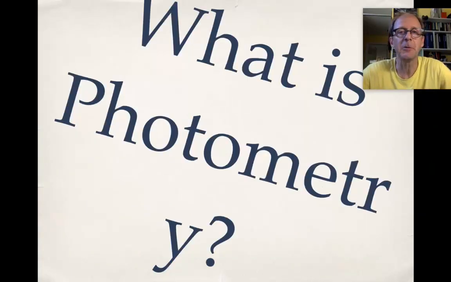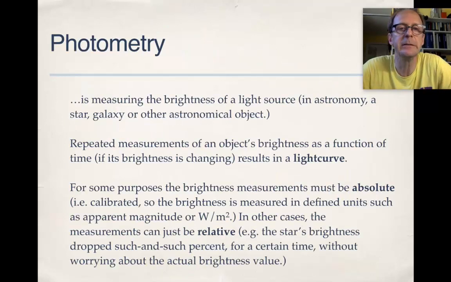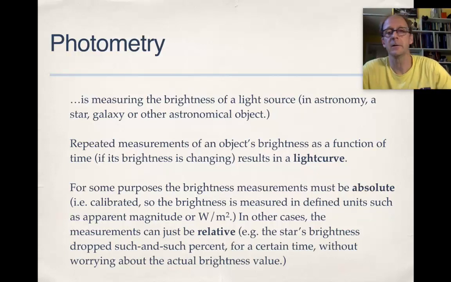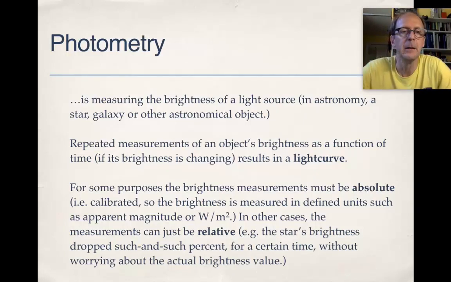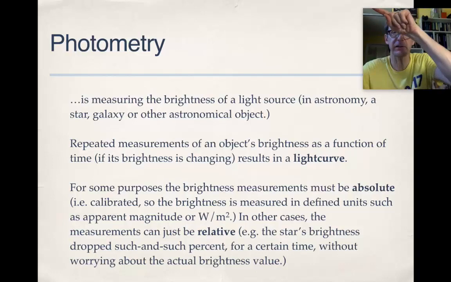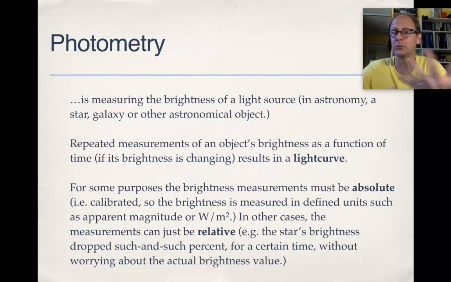So what is photometry? I've already mentioned briefly it is measuring the brightness of a light source. In astronomy, typically we're talking about stars or galaxies or some other astronomical object. If you measure an object's brightness repeatedly over time, you can graph it as what's called a light curve, which is a graph of brightness on the vertical axis and time on the horizontal axis. And if the object is changing in brightness, you'll see fluctuations. If the object doesn't change in brightness, it would just be a horizontal line. But if it changes, it'll dip, it'll move.